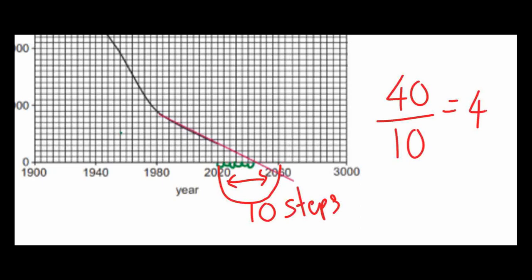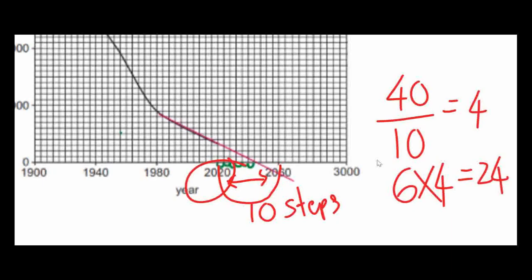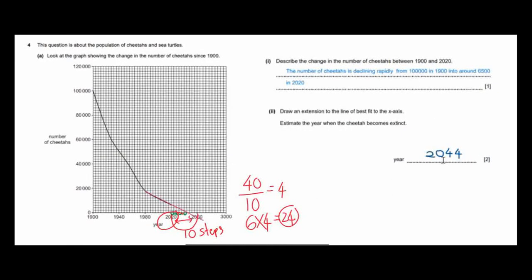Now we count 1, 2, 3, 4, 5, 6. 6 times 4 is 24. So 6 small steps times 4 is 24. So we got 2020 plus 24, which is 2044. That's how we got the answer. Right, that's our answer. Next question.